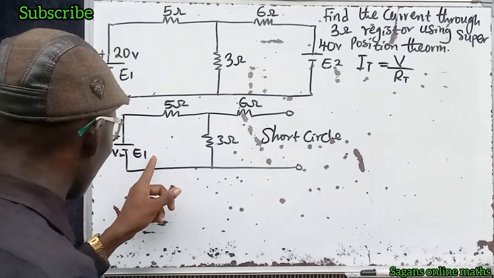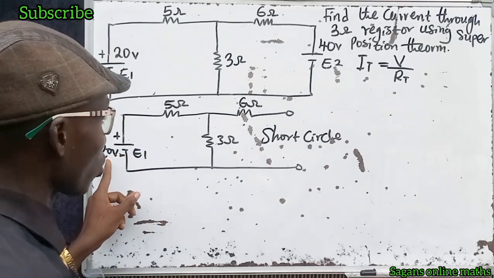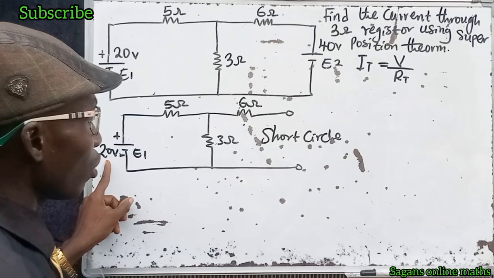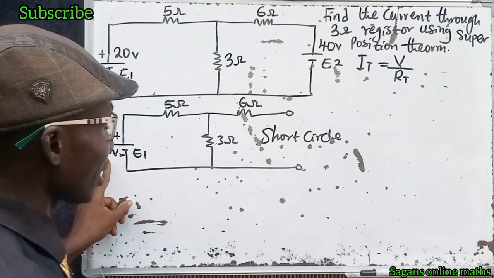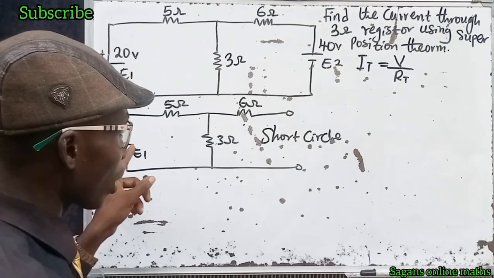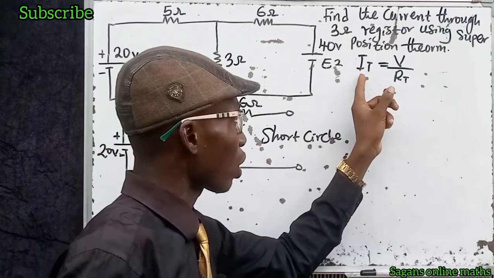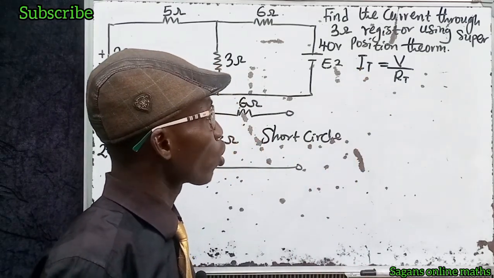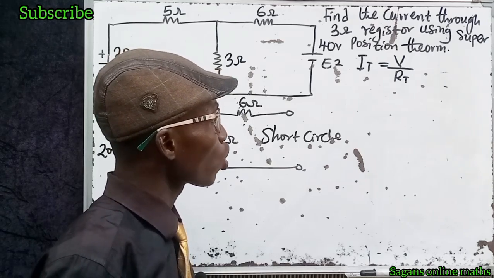But in this circuit, we have our total voltage, which is 20 volts, right? But we don't know our total resistance, which is the equivalent resistance. So I can find the total resistance in this circuit, so I can have the total current. Remember what we are asked to find? Find the current through the 3 ohm resistor using what?